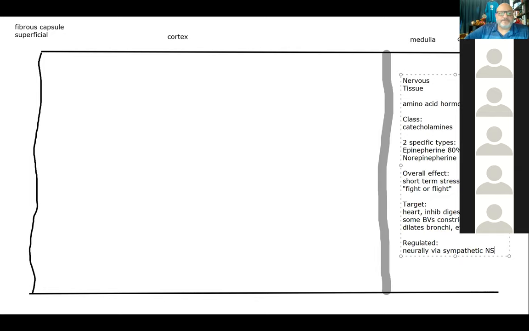All right. Questions on that one? All right, let's talk about the cortex then. As I mentioned, the cortex is comprised of glandular tissue. And here is where we produce our lipid-based hormones.